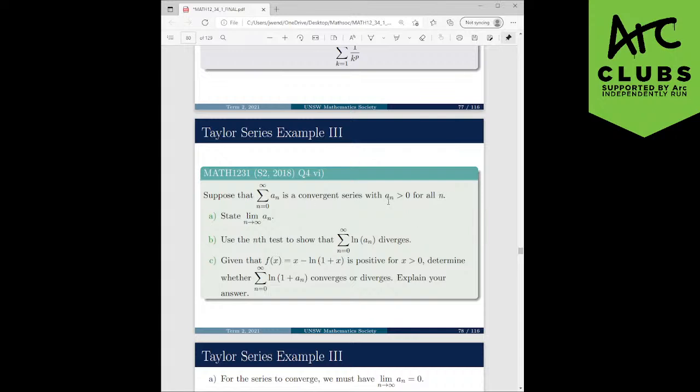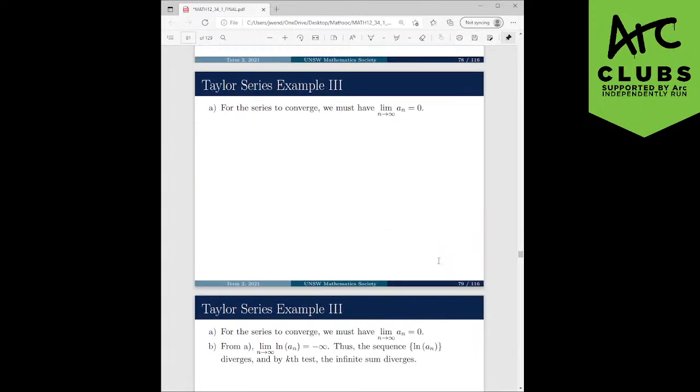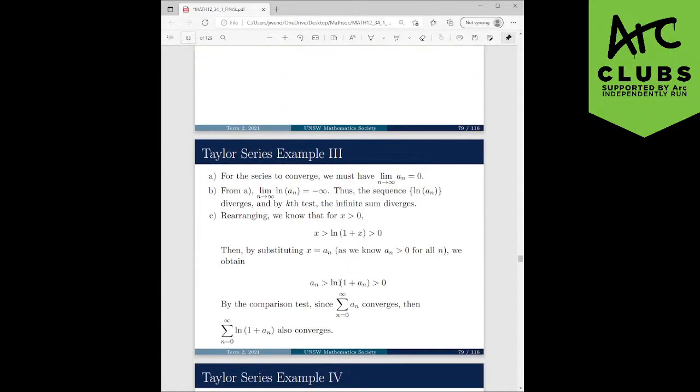That's the only condition on the an. And in part C, they tell you x is bigger than 0. We just go ahead and casually swap out that x for an. And we have an is bigger than ln(1 plus an). And that's fine. The x satisfied the only condition we had on an.